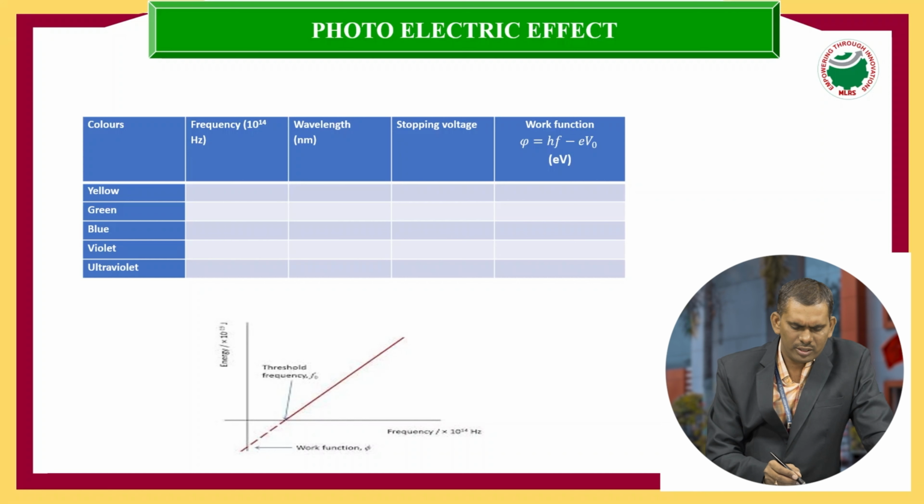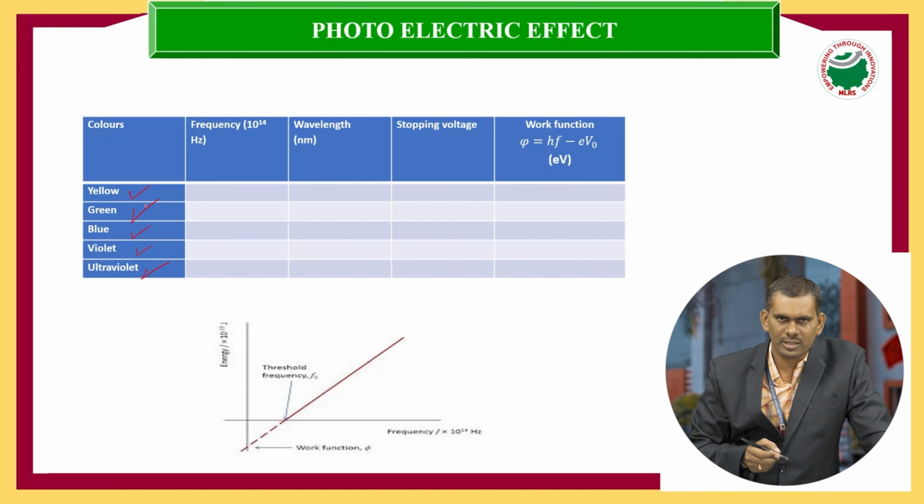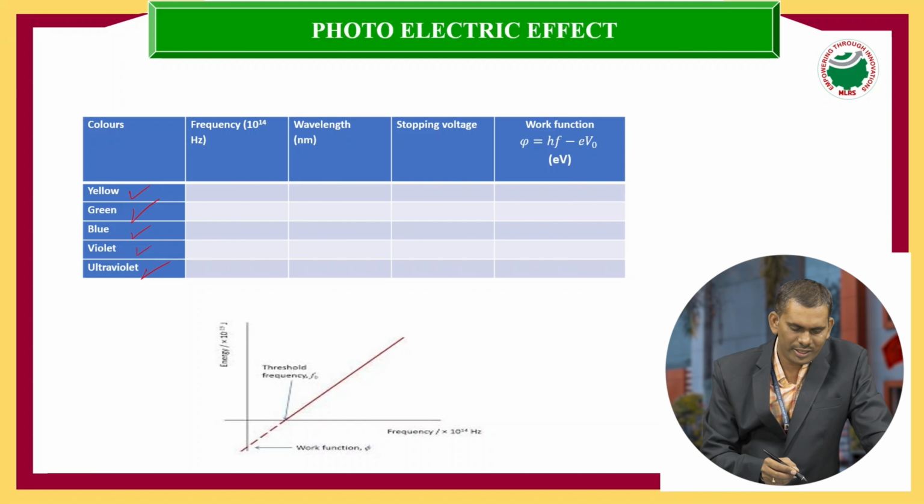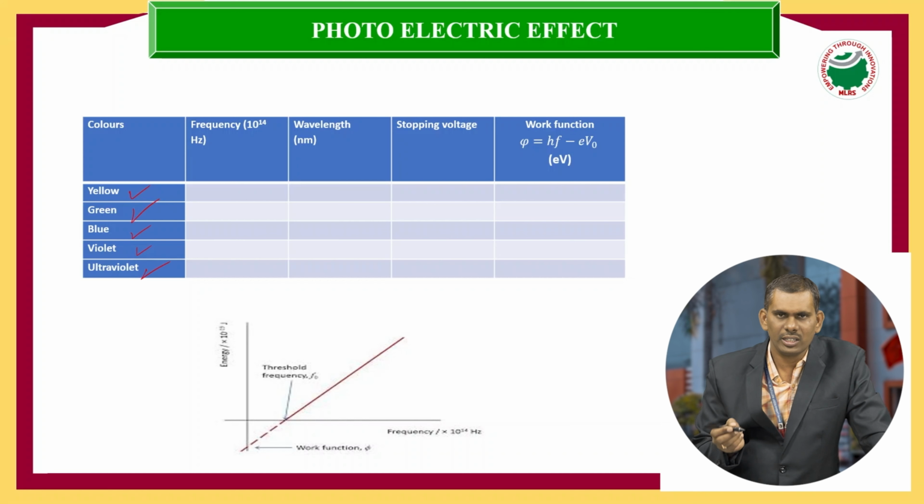As I showed, the first column represents yellow color, green color, blue color, violet and ultraviolet. These are the different wavelengths we are incidenting on the metal surface. For example, the first color is yellow. We place a yellow filter in front of the photocell and incident white light on it. The yellow filter allows only the yellow wavelength to fall on the metal surface, and in the milliammeter you can check how much current is generated by incidenting the yellow wavelength on the metal surface.